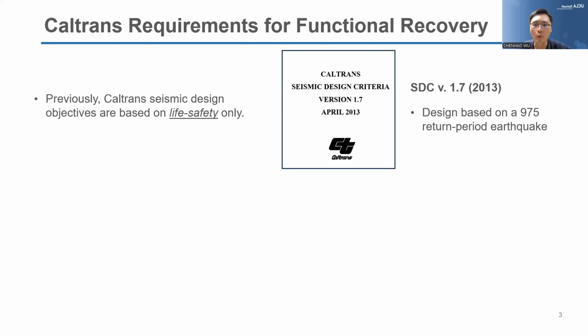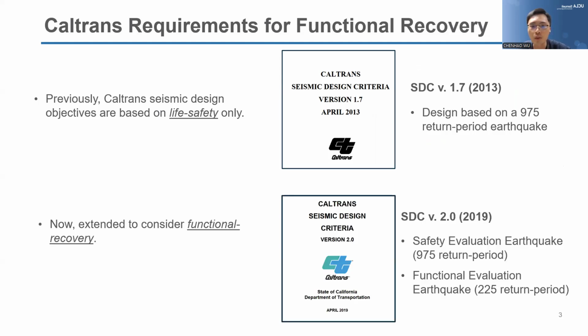So here's part of the motivation of our goal. As you know, all the bridges in California should be designed based on SDC, seismic design criteria. If you go back to the 2013 version, we only needed to evaluate the bridge based on the life safety goal. That means we evaluate the bridge based on the 975-year return period earthquake. But now in the 2019 version, we not only need to maintain life safety, but also want to make sure the bridge has a short recovery time to return to normal condition. So there's one more hazard level added, which is called the functional evaluation earthquake, based on the 225-year return period.